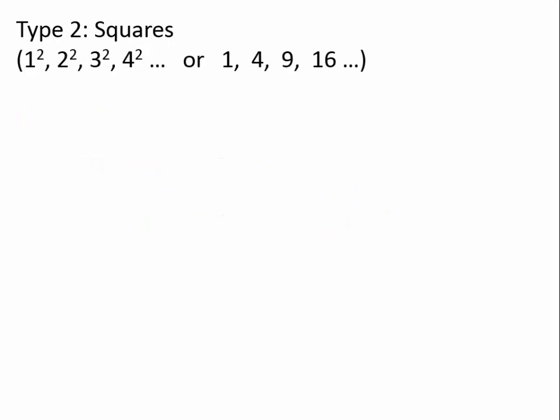Squares is another thing you should look at. The perfect squares are 1 squared, 2 squared, 3 squared, 4 squared, etc. So try and remember those numbers, 1, 4, 9, 16. That's 1 times 1, 2 times 2, 3 times 3, 4 times 4, and you just carry on. So 5 times 5, 6 times 6, etc.